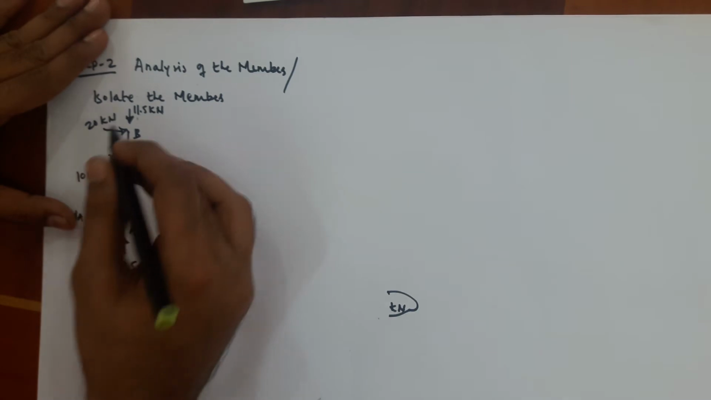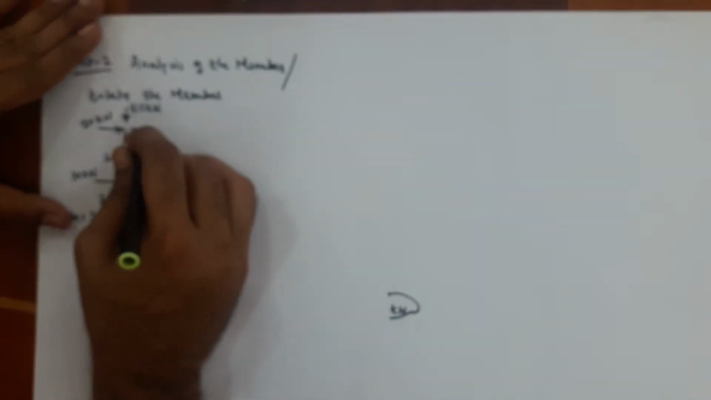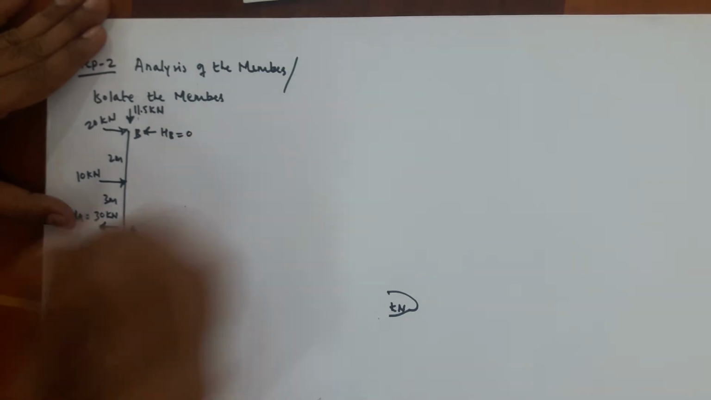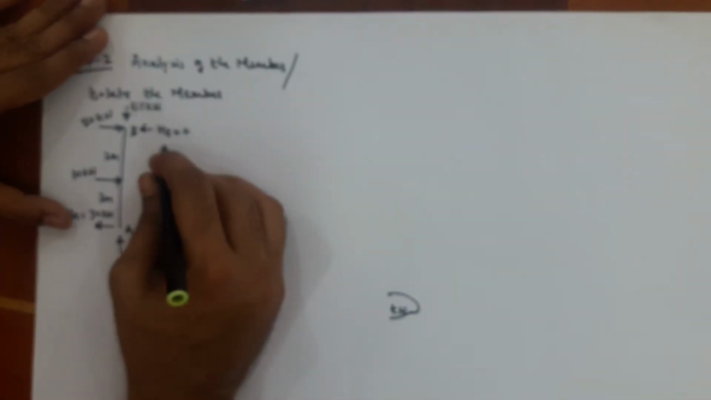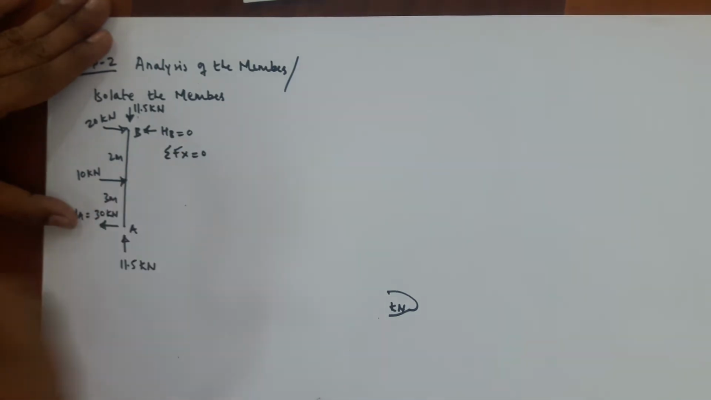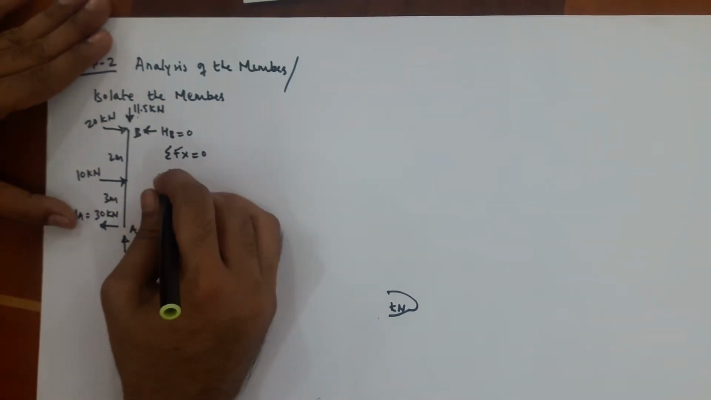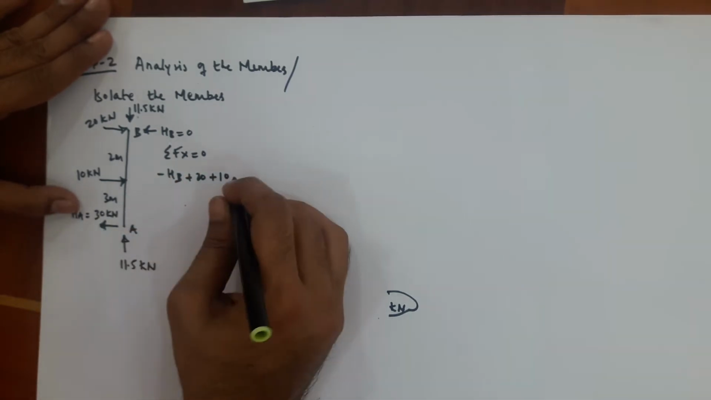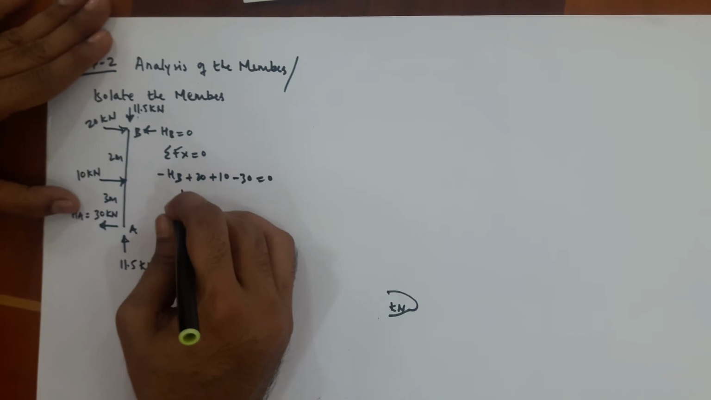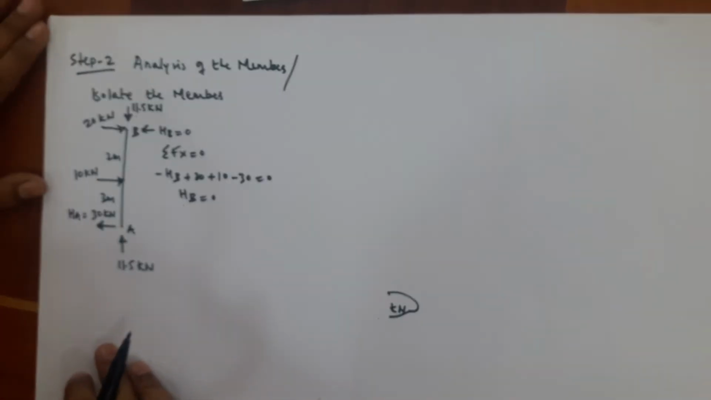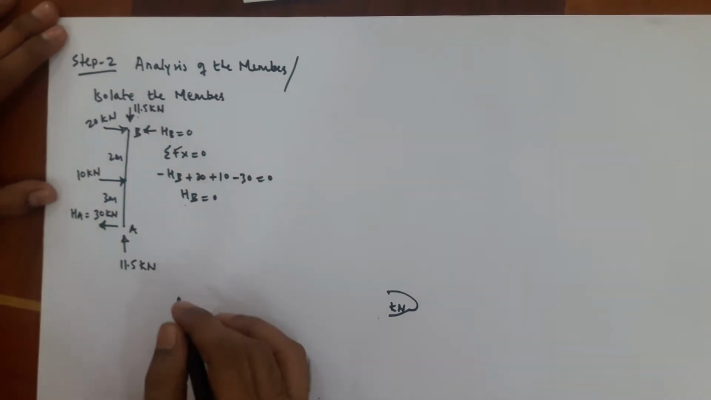30 kilonewton is going towards left and as well as 30 kilonewton is going towards right. Okay, if you try to find the reaction here, assuming any direction, you will get 0. You can use this equation summation of Fx equal to 0 and try to find the reaction. Minus HB plus 20 plus 10 minus 30 equal to 0. So HB you will get equal to 0.